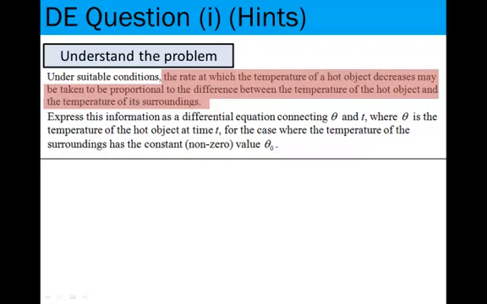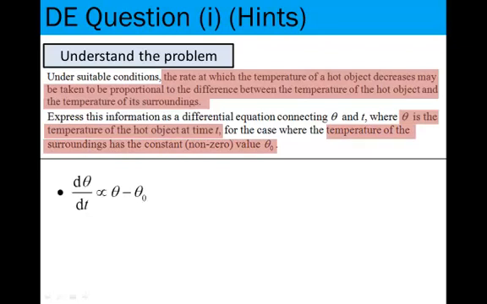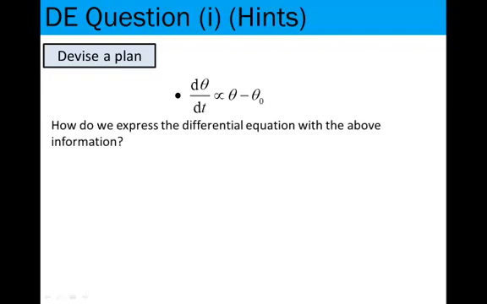To help us solve the problem, the question defines some symbols to help us form mathematical equations. For instance, we are told that θ is the temperature of the hot object at time t, and that the temperature of the surroundings has the constant non-zero value θ0. The information allows us to write down dθ/dt is proportional to θ minus θ0. This comes from the very first sentence of the problem. We know that dθ/dt is proportional to θ minus θ0. With this piece of information, we are almost ready to express the differential equation.